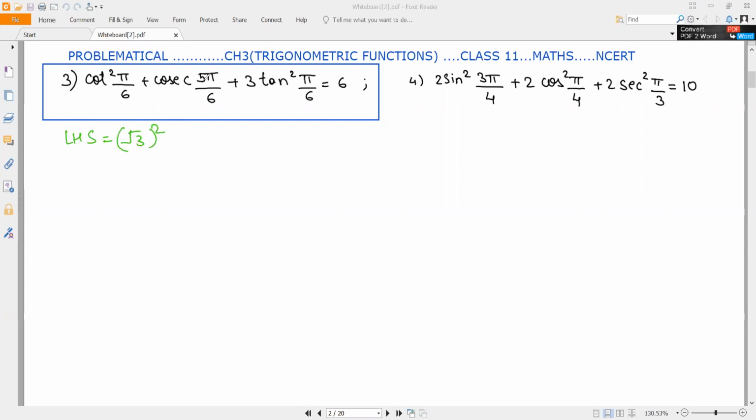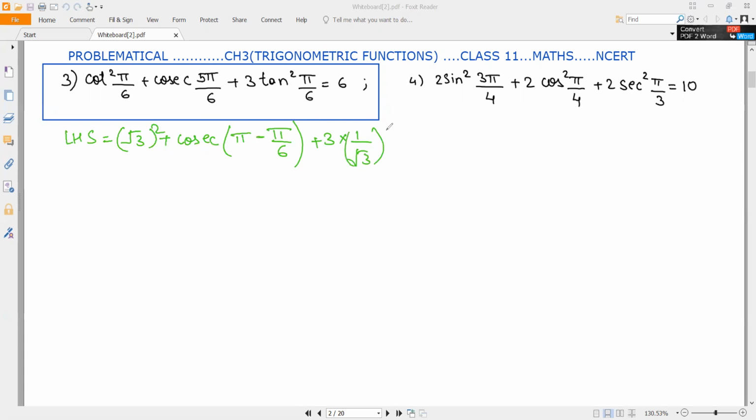Cosec 5 pi by 6. Now 5 here can be written as 6 minus 1. So this will give you plus cosec of 6 pi minus pi upon 6, which is pi minus pi by 6. So 5 is written as 6 minus 1, plus 3 into tan square pi by 6. Again, pi by 6 is 30 degree, which is 1 by root 3 whole square.